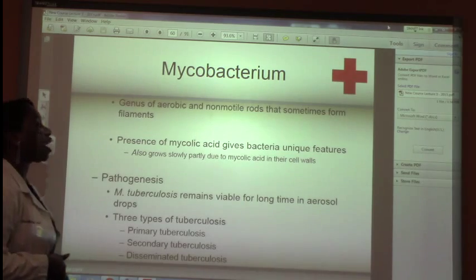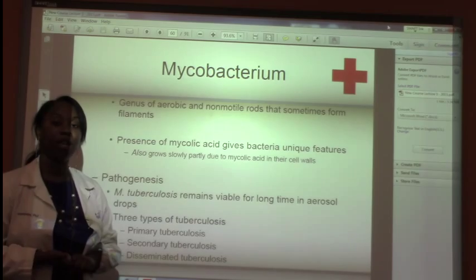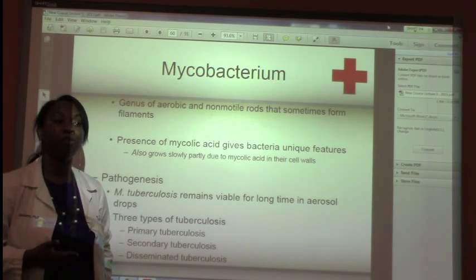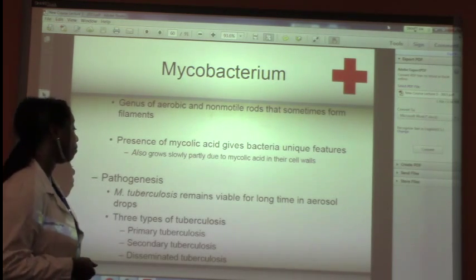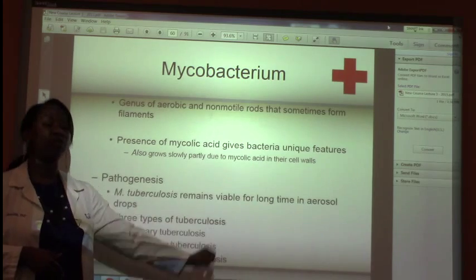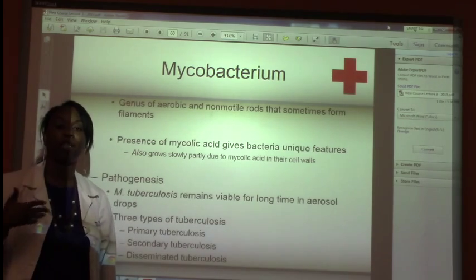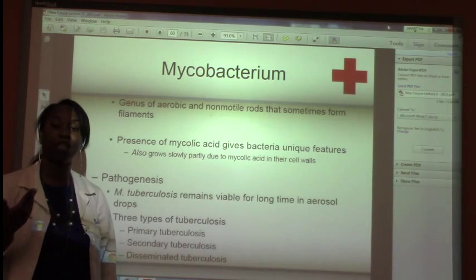Due to the fact that they have mycolic acid, they grow very slowly as well, and this usually is the case when someone has latent TB. That's due to the slow growth. So Mycobacterium tuberculosis will be the most common causative agent. This one remains viable for a long time in aerosol droplets. So those are simply droplets that we can inhale that contain the bacteria.